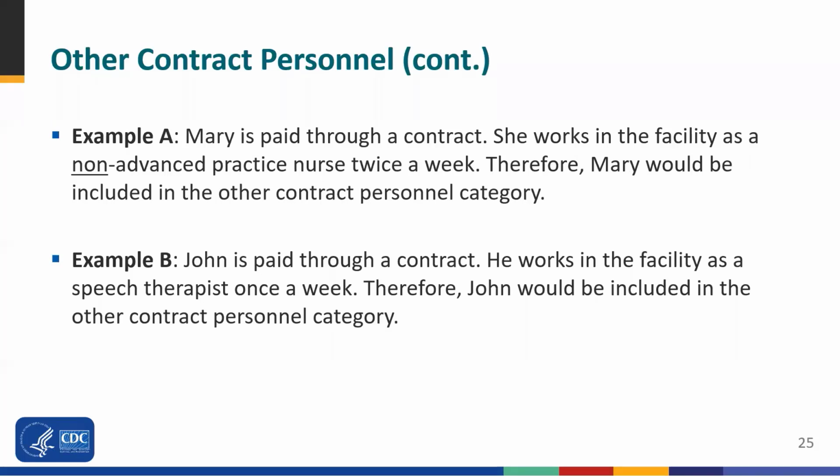In the first example, we see that Mary is paid through a contract. She works in the facility as a non-advanced practice nurse twice a week. Therefore, Mary would be included in the other contract personnel category. In example B, we see that John is paid through a contract as well. He works in the facility as a speech therapist once a week. Therefore, John would also be included in this category.